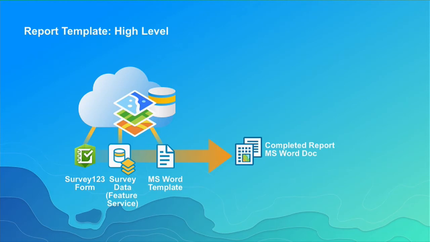We have a Survey123 form that gives us some information about how items are presented. We have the survey data in ArcGIS Online. And we have a Microsoft Word document template. This Microsoft Word document is uploaded into ArcGIS Online and associated with the survey. We then can select an individual record and print it out, or at least generate a Microsoft Word document with the survey information filled into the reporting places.